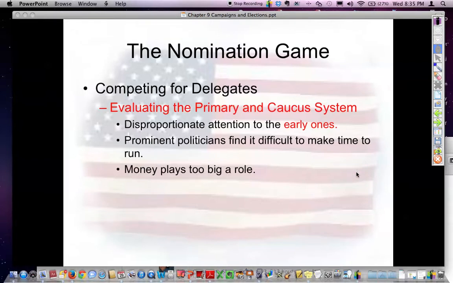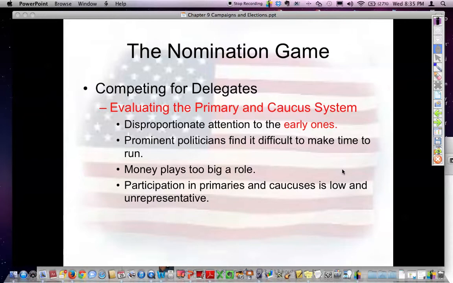Money plays a very big role. Just for the general campaign alone, from August to November, it can take anywhere from $80 to $100 million just to run a two to three month campaign. So if you are going for a two-year time span, imagine the millions of dollars that you would have to fundraise as a candidate.